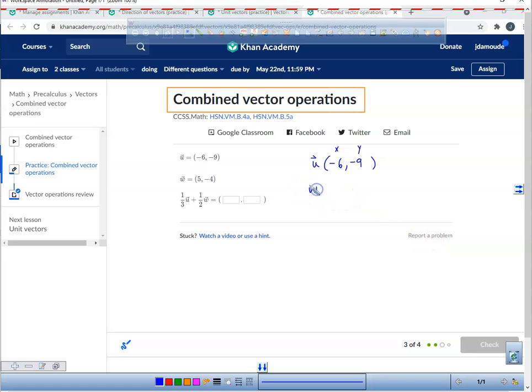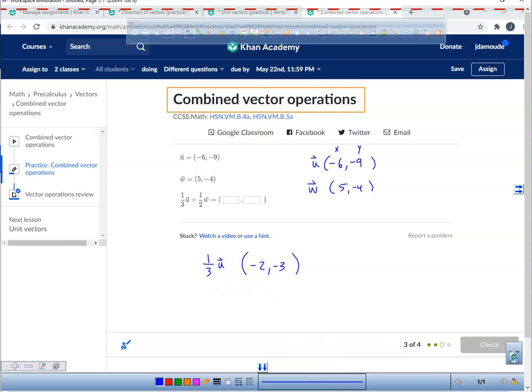Vector w, its two components are equal to a 5 and a -4. So if it says 1/3 of vector u, just using what you know, what do you think you have to do with these components? You have to take what's called a third of them. So what is a third of vector u? Basically, what's -6 times a third? That's -2. And what is a third of -9? -3. So that's a third of vector u.